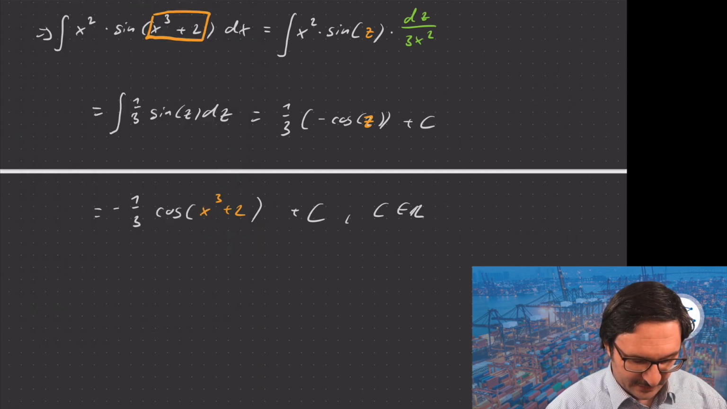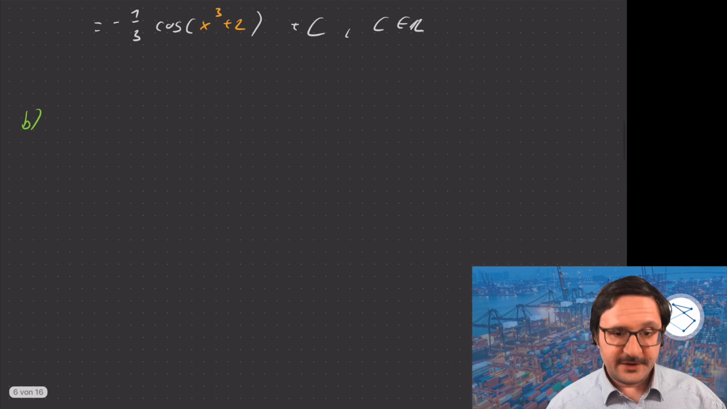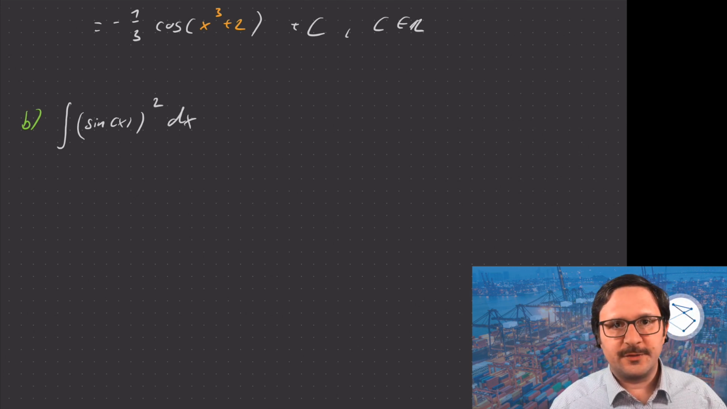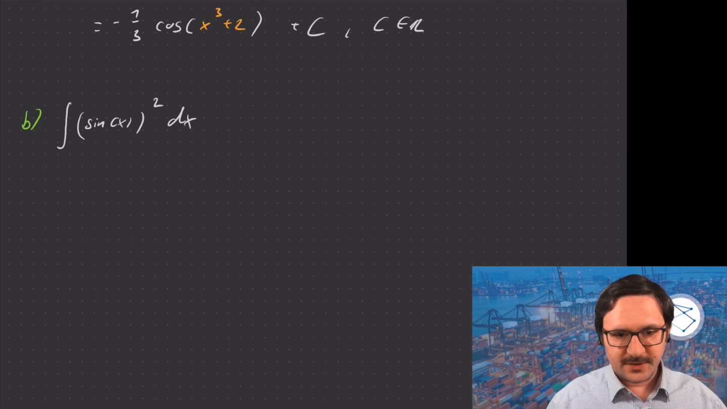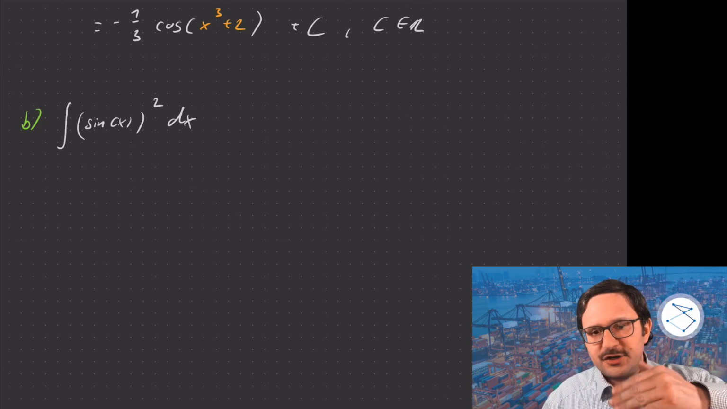Instead, let's have a look at part B. Part B is an example of integration by parts. And in this simple example, we integrate the function sine x squared dx using integration by parts. Now, the idea of integration by parts is to represent the integrand as a product of two functions. And integration by parts simplifies this expression by integrating one of those and differentiating the other.